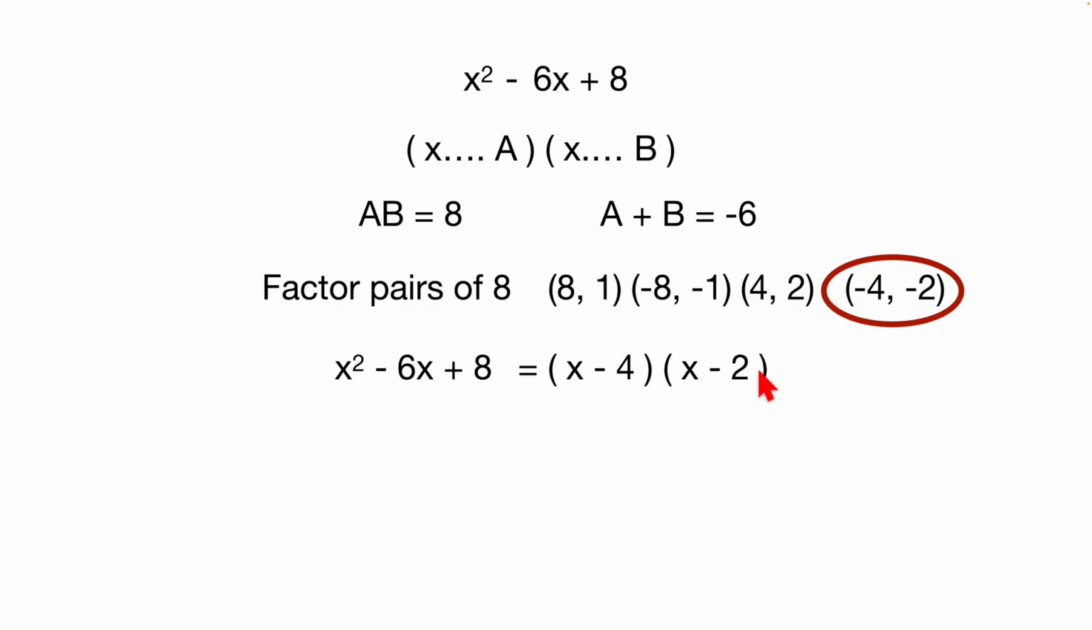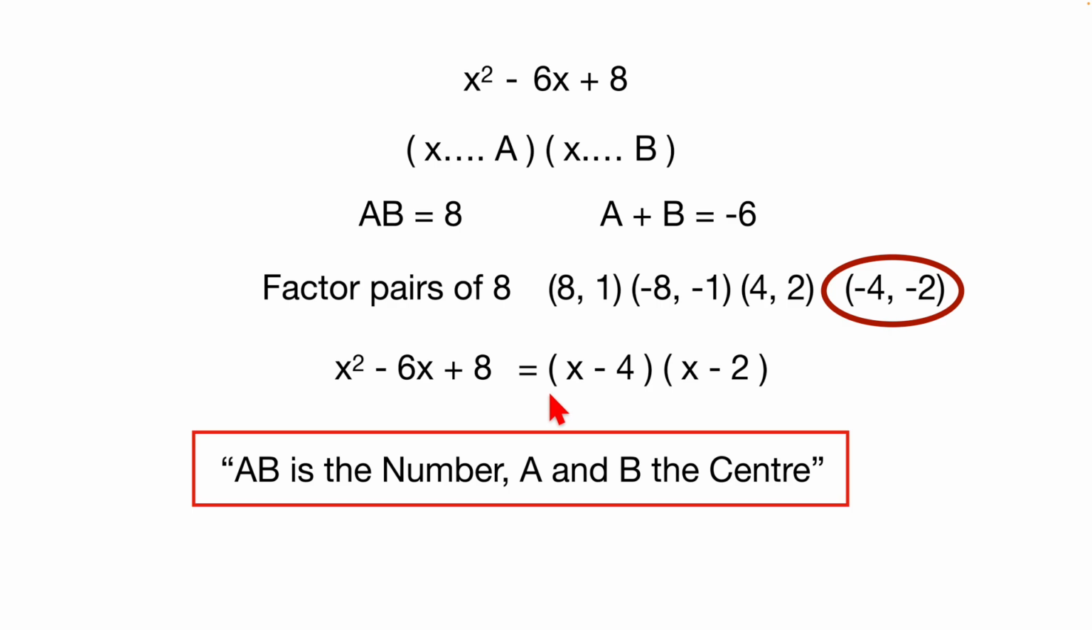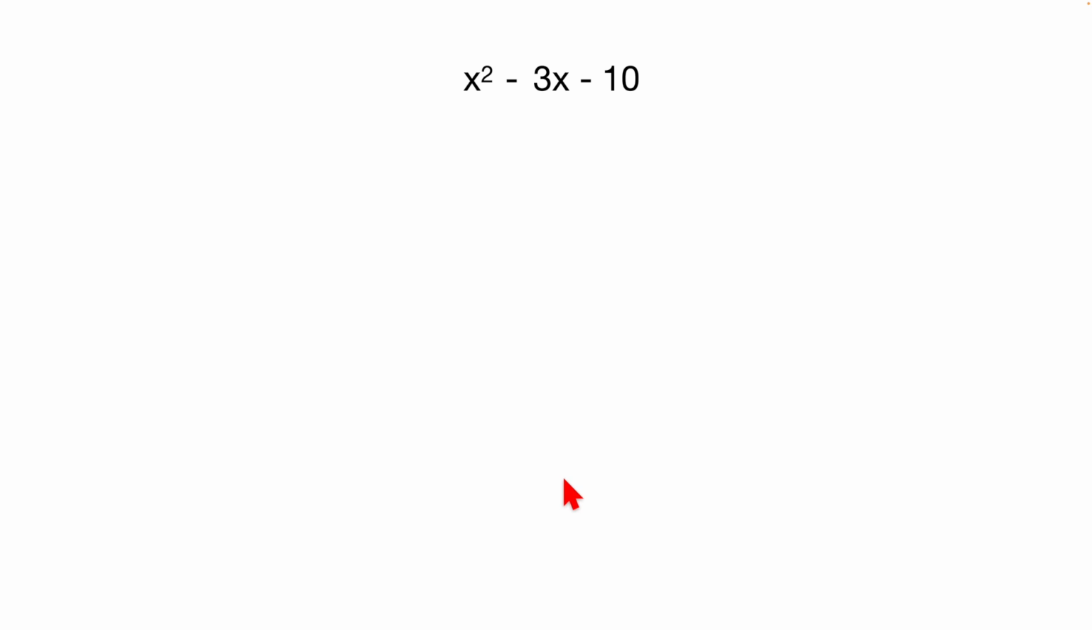Quick check. Minus 4 times minus 2, yep, that's 8. And I get x's from the minus 4 and the minus 2. I get minus 6. So that's right. There's my memory thing. And there is my tick. ab is the number, a and b the centre. You might be hearing that once or twice. Here's another example.